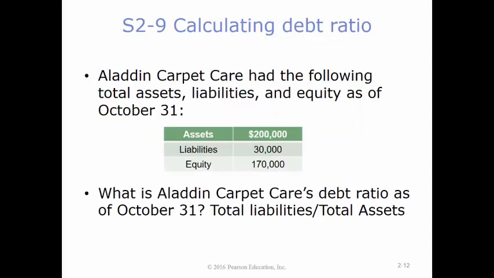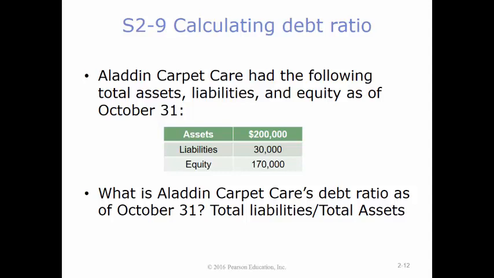In this problem, S29, it says we're going to calculate the debt ratio. So they give us some information for Aladdin Carpet Care. It says they had assets on October 31st of $200,000, liabilities of $30,000, and equity of $170,000. So that would be correct for the accounting equation. And then it says, what is Aladdin Carpet Care's debt ratio as of October 31st?